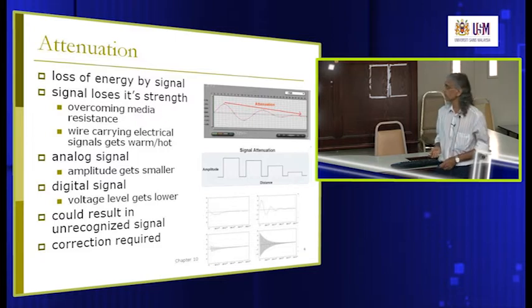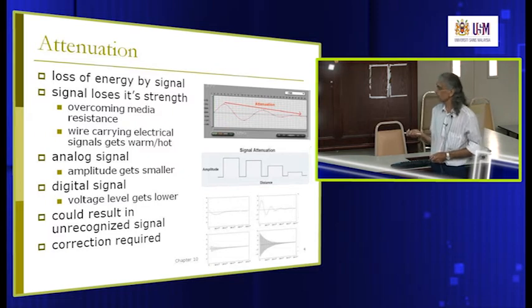For analog signals, attenuation means the amplitude gets smaller, like this. For digital signals, the voltage level gets lower. Towards the end, it might not even be recognizable. Maybe you start with, say, 5 volts. By the time it reaches there, it's only 2 volts or maybe 1 volt, which is very low, so it's difficult to read. It could result in unrecognized signals. It comes like this, and you cannot recognize it anymore. The signal strength is just too low to be read.